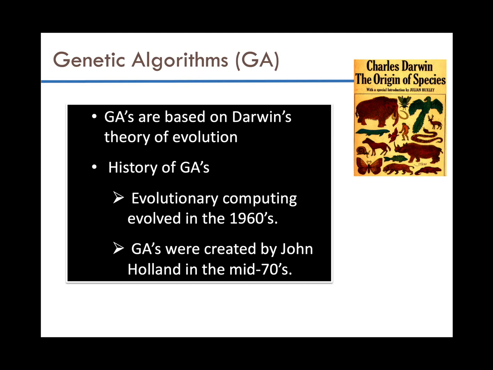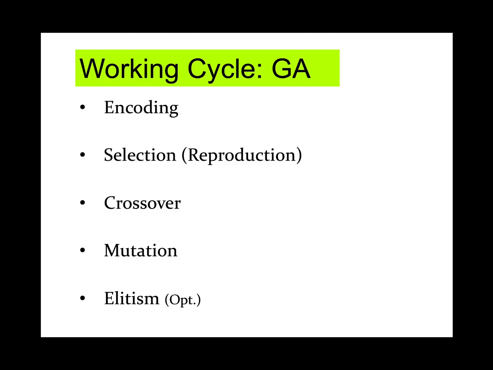Genetic algorithm, I hope, needs no introduction. It is based on the Darwinian theory of evolution, the principle of the survival of the fittest. John Holland introduced this algorithm in the mid 70s, and these are the operators of the genetic algorithm.